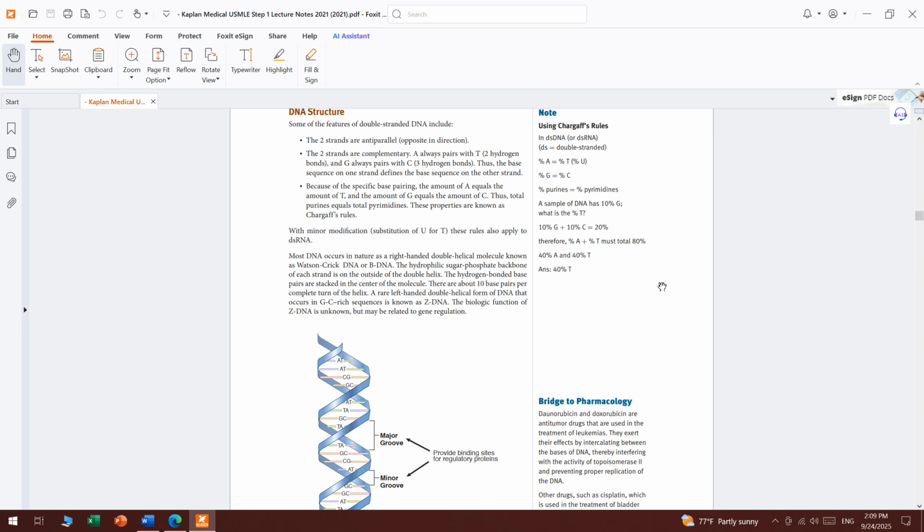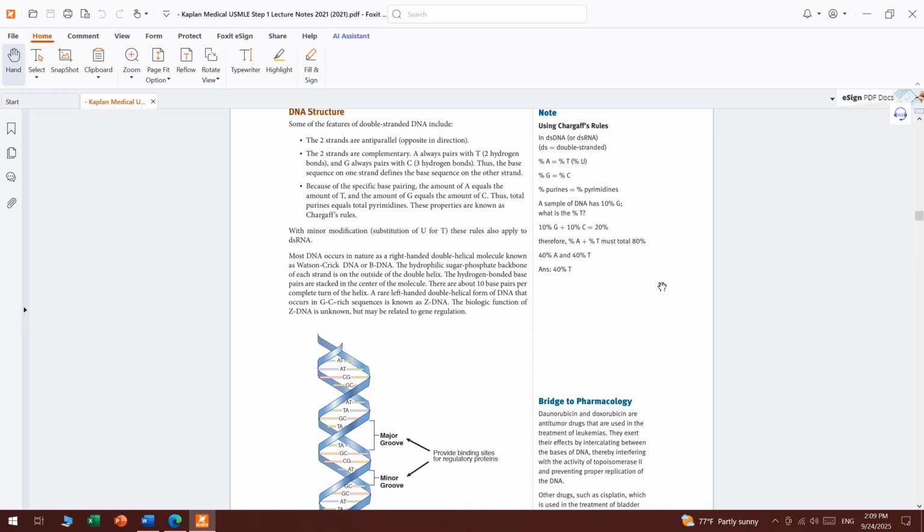A rarer, left-handed double helical form of DNA, known as Z-DNA, can occur in sequences that are particularly rich in GC base pairs. The precise biological function of Z-DNA is not yet fully understood, but it is hypothesized to play a role in gene regulation, perhaps by altering local DNA structure to influence protein binding.